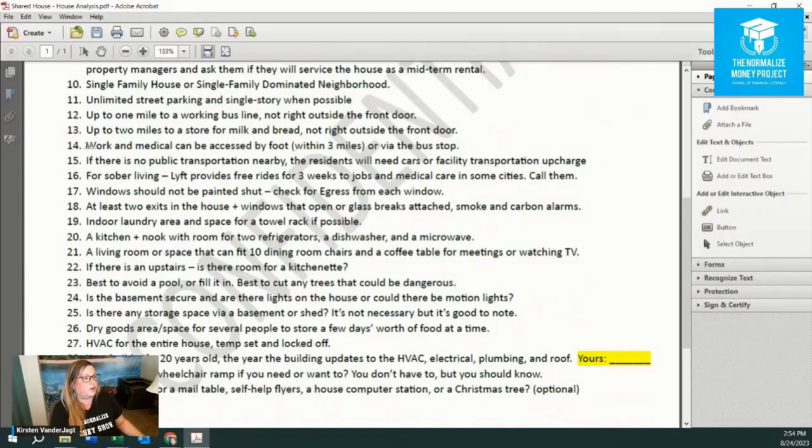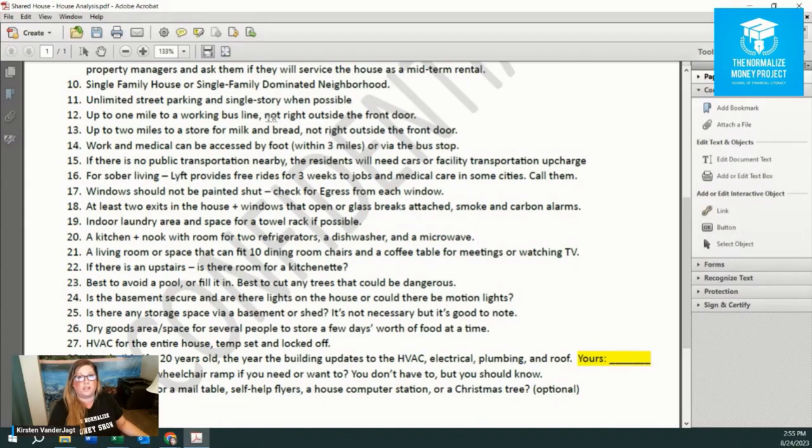All right, so number 11, unlimited street parking and single story when possible, up to 1 mile to a working bus line. So make sure that the people that live in the house can walk to a working bus line. You can see if it's working, or you can call and ask if it's working, but some cities are notorious for having bus stops and there's no bus that goes because they're having transportation issues. Or you can look up whoever the bus line is and find out if they are on strike all the time. So these are the kinds of things to consider.